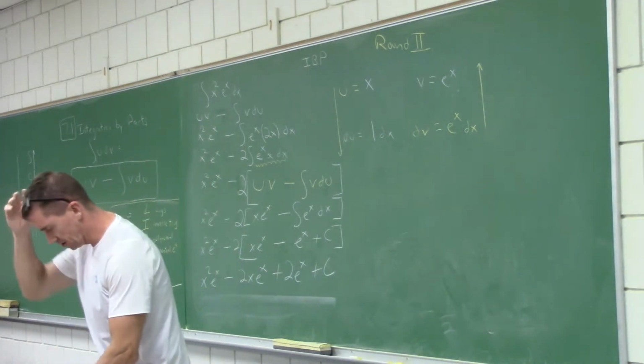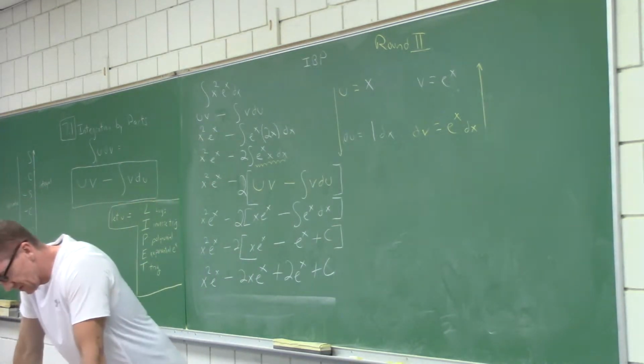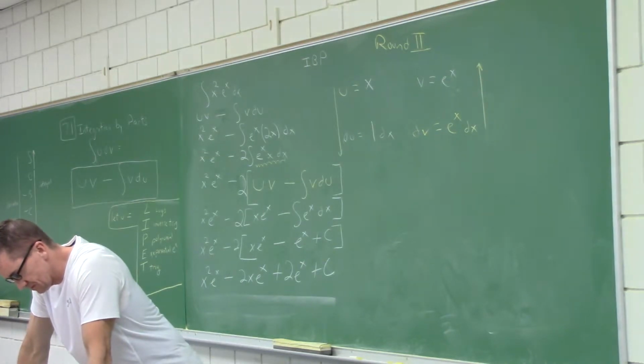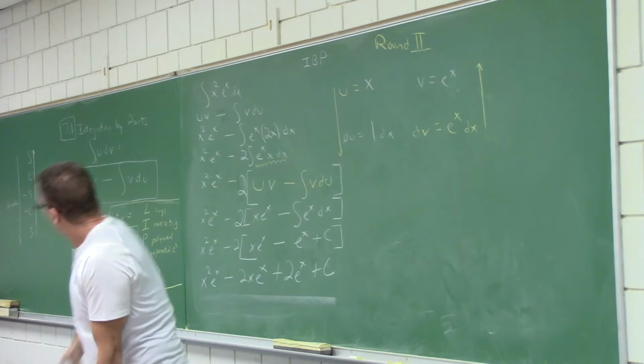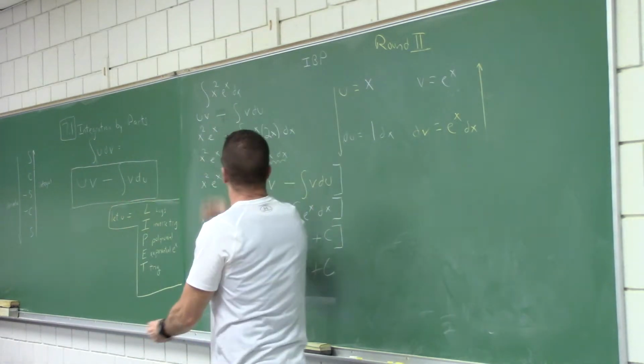I'm going to look at all the problems we got here. Okay, we did one with an ln. We did one with a trig. I didn't do one with an e to like a 4x, and that's okay.